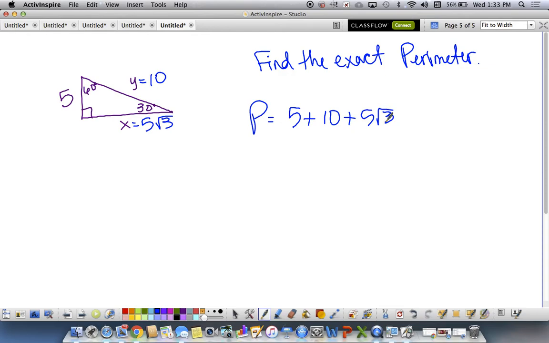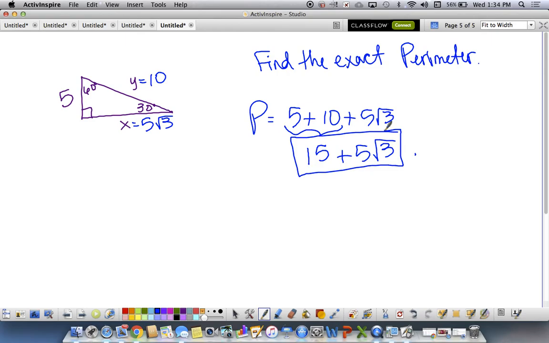Almost done. You can collect like terms. What is like in this scenario? That root 3. Does anything else have a root 3? No, so make it like it. 5 plus 10, is that a number plus another number? Are there any variables or any square roots with it? No. So what's 5 plus 10? 15 plus 5√3. You can only add square roots if the other pieces have the same square root.